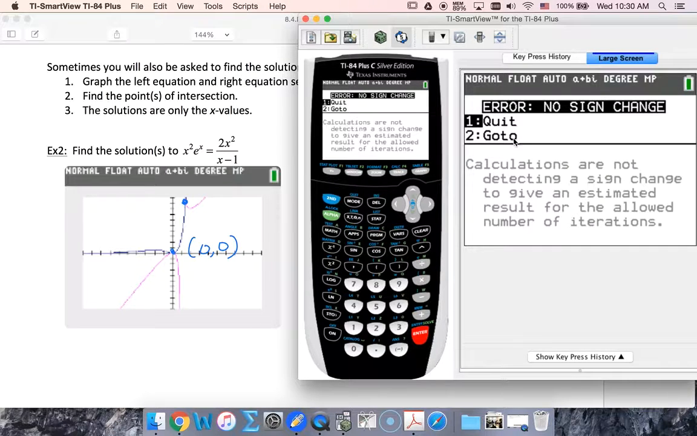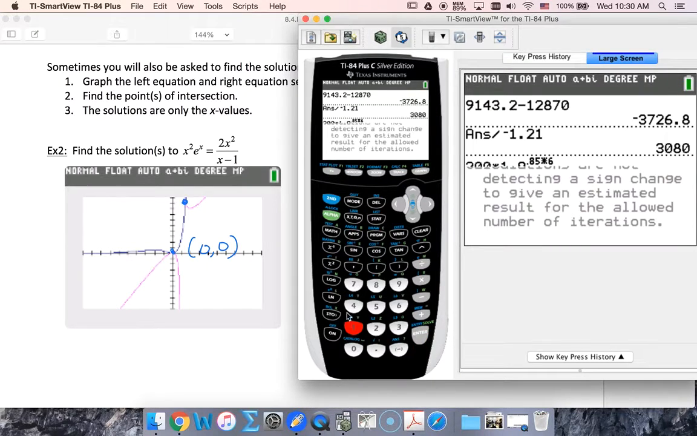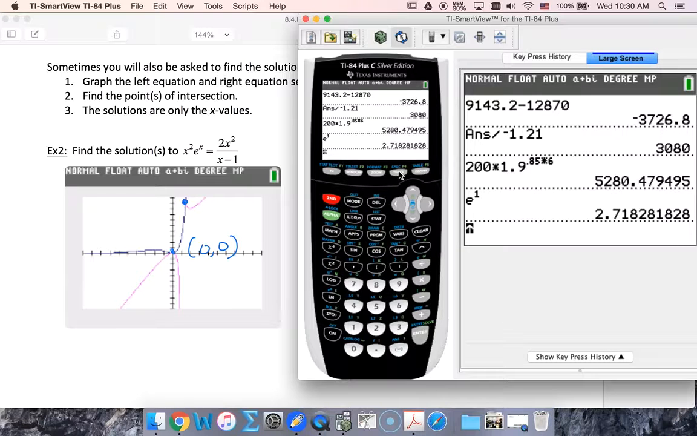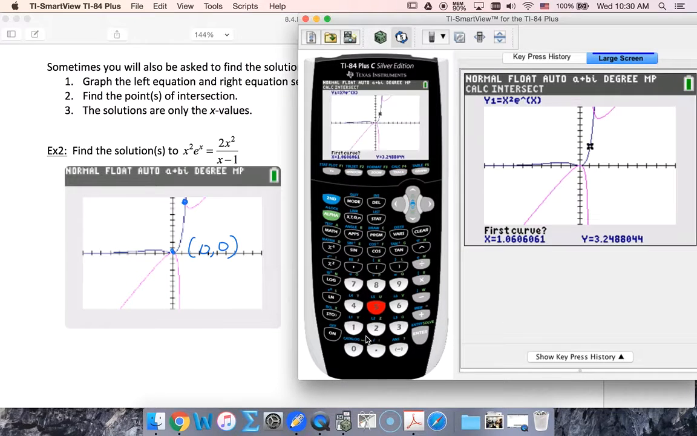All right, so x equals 1 was a bad choice because when I plug in 1, that's where the asymptote is for this graph. If I plug in 1, I'm dividing by 0. So let's quit that and try again. So I'm going to calc my point of intersection. So x equals 1 is my asymptote. So it must be to the right of x equals 1. So this time I'm going to guess like 1.1 or 1.2.